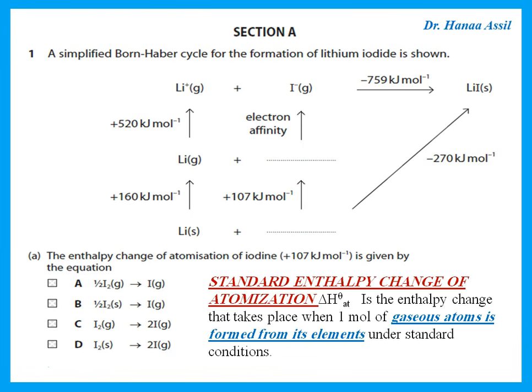Now, from what? From the element in its standard condition. We're starting with iodine. What is the standard condition for iodine? That is the condition at room temperature and pressure. Iodine is a solid. So my answer is B. My answer is B.